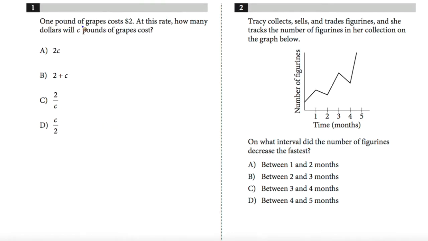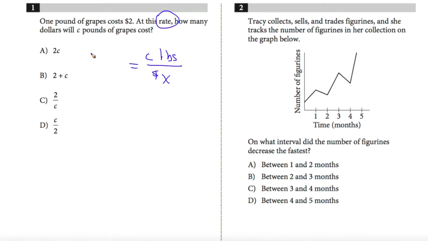Question 1 states, 1 pound of grapes cost $2. At this rate, how many dollars will C pounds of grapes cost? Well, I have a rate here, and I'm going to need to set up a proportion in order to figure out, well, what is C pounds over, let's say, X dollars? And I'm trying to figure out what this is.